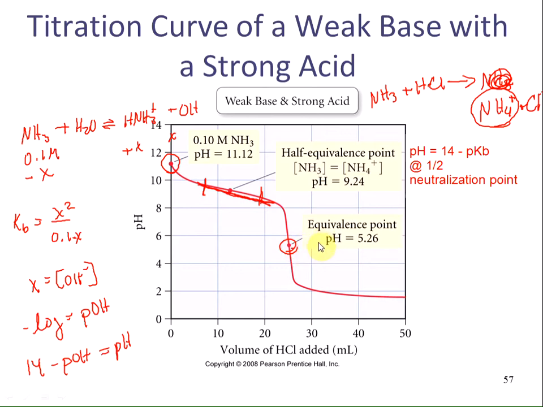And then after the equivalence point, the rest of the curve can be calculated using our type 4 calculation. And remember, type 4, we're just looking at the excess. So we have an excess strong acid. Once we know the amount of excess strong acid, the amount of excess HCl, we can take the negative log of the H plus concentration, which is in excess, to get our pH. So notice that the titration curve calculations for the weak base strong acid are very similar to the weak acid strong base.